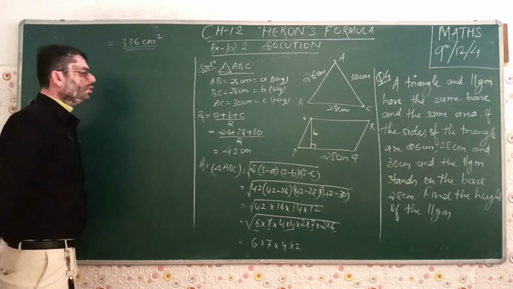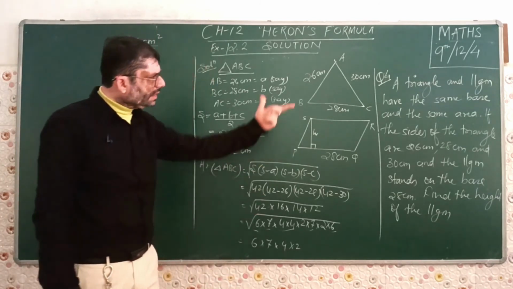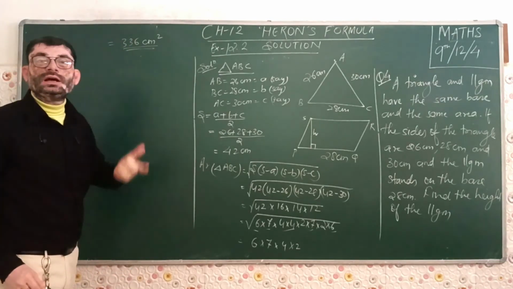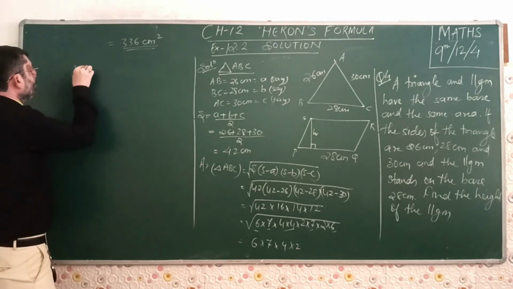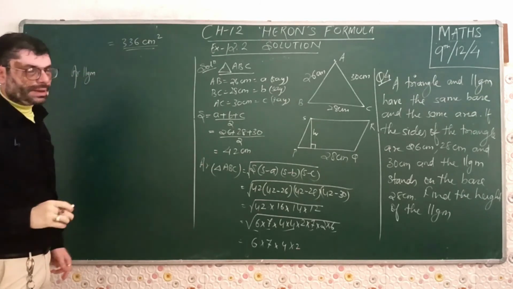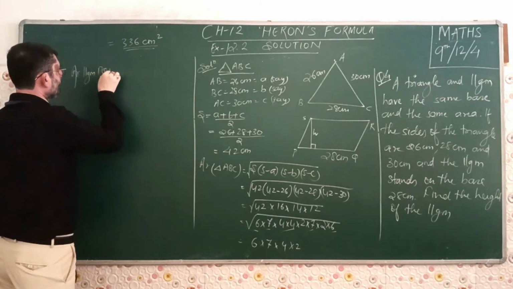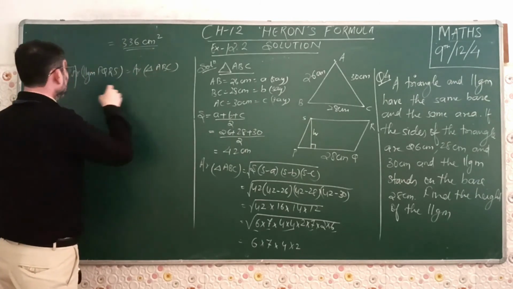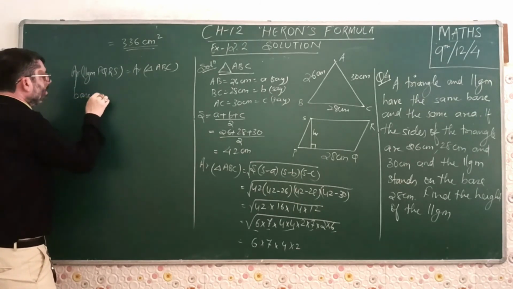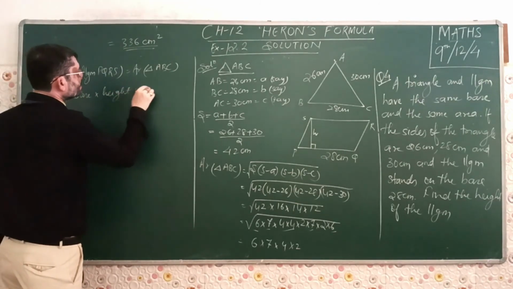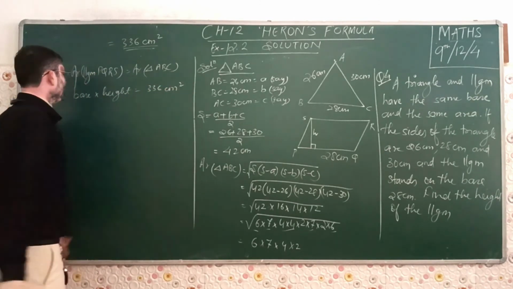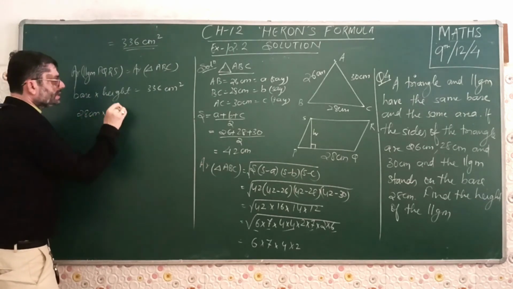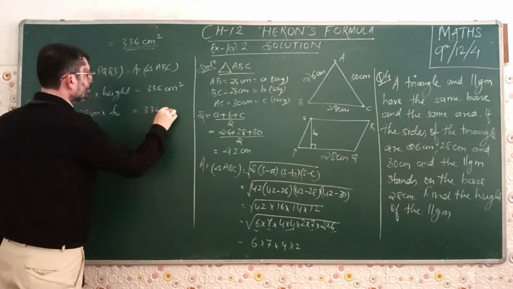So finally, we have got the area of triangle ABC. We are given that the area of the triangle and the parallelogram are equal. So the area of the parallelogram will also be 336 centimeters square. So the area of parallelogram PQRS is equal to the area of triangle ABC. The area of a parallelogram is given by the formula base into height, and this is equal to 336 centimeter square. Here for the parallelogram we were given 28 centimeters, so this is my base, and height we have considered as h, so this is equal to 336 centimeters square.